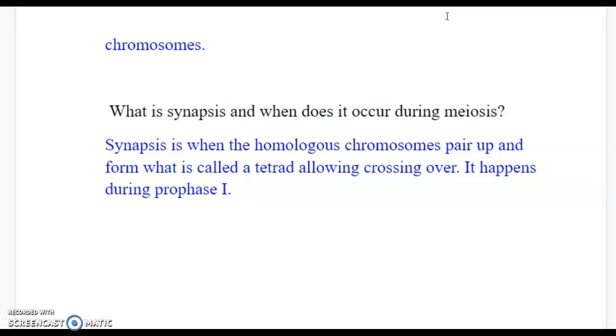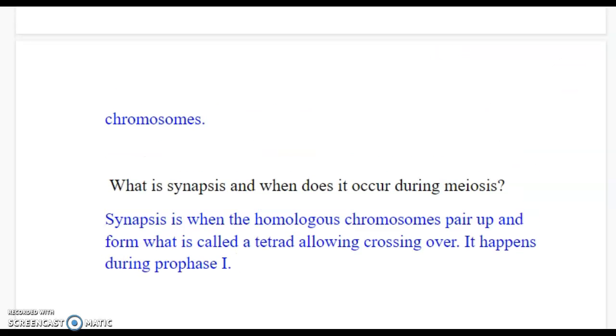Crossing over adds to genetic diversity, and then the random assortment of those chromosomes as they line up also adds to genetic diversity. And that's that for our well rigor today. It's kind of long, but there was a lot of information there.